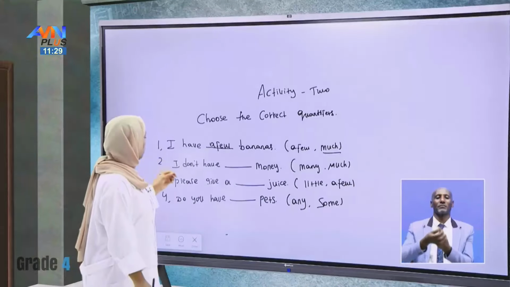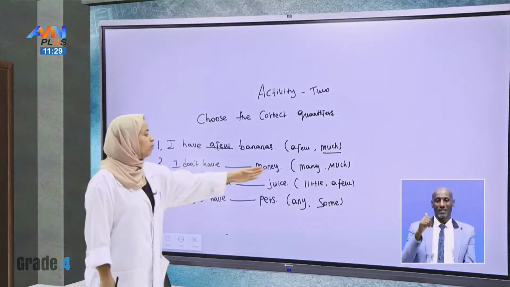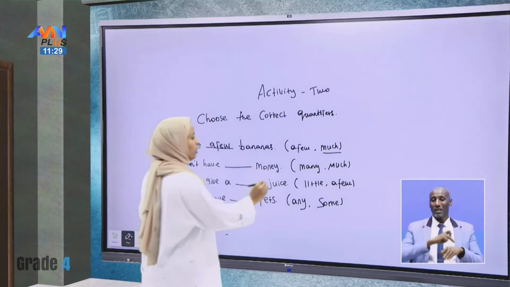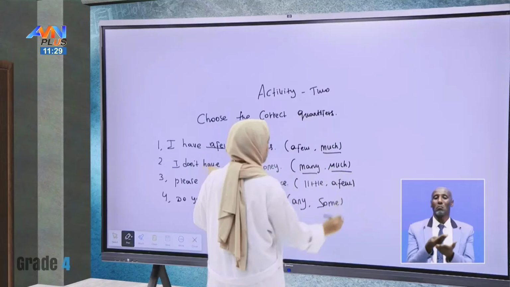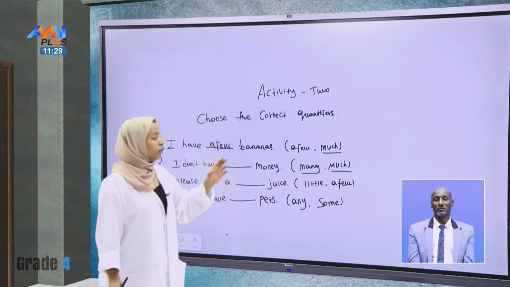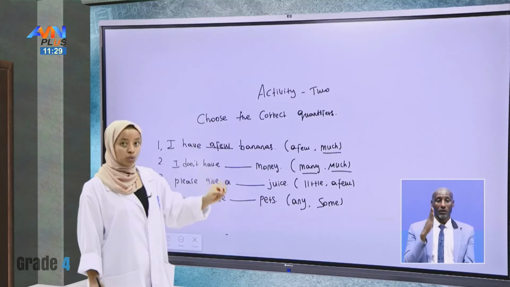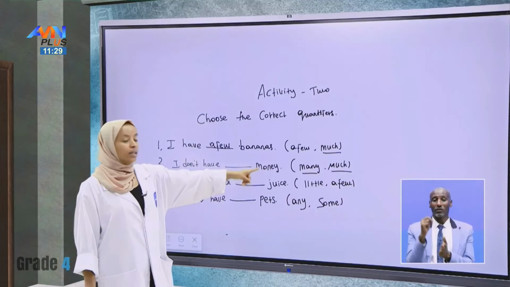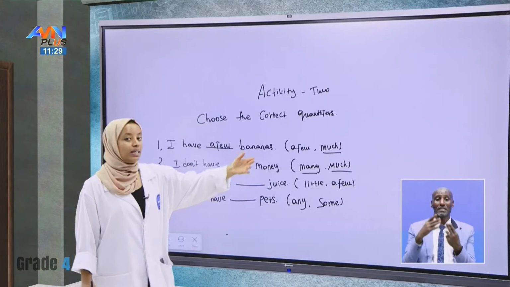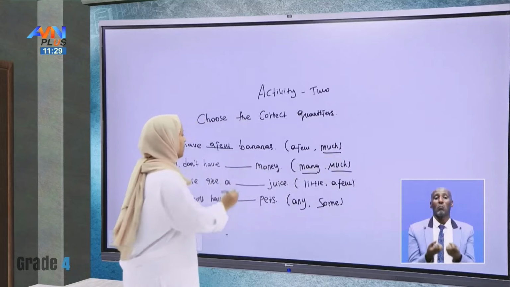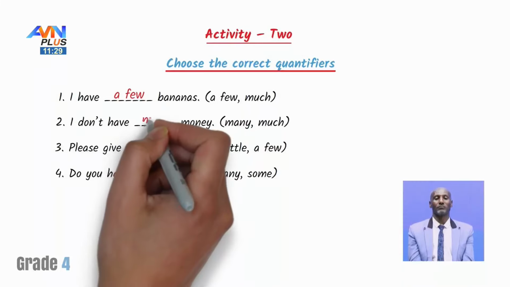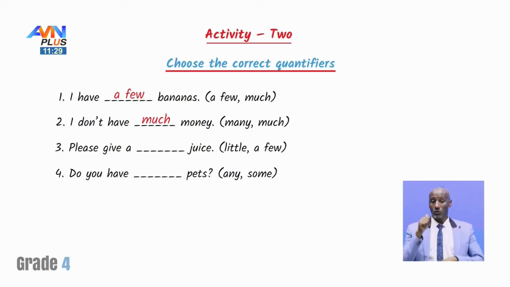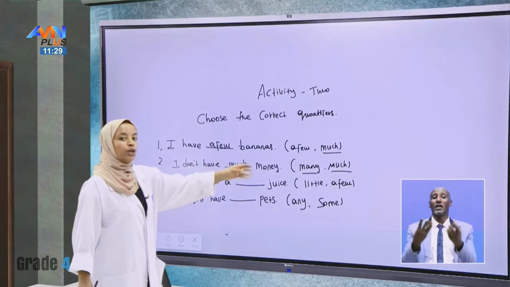And 2, I do not have blank money. Here are 2 choices, many and much. We can't use many because this is used for countable nouns. Money is an uncountable noun. Easily we can use much. So let me read. I do not have much money.